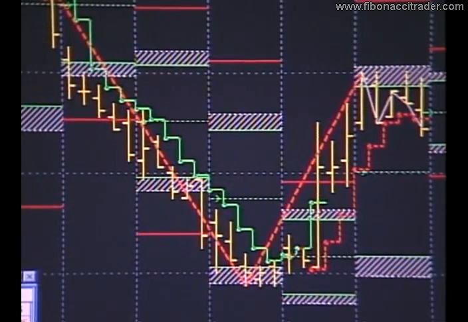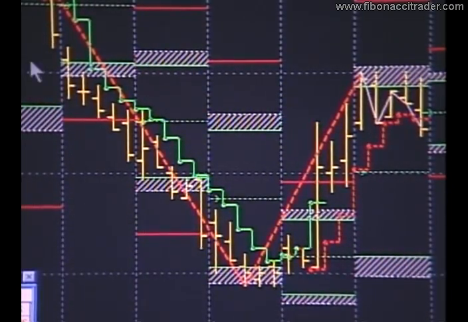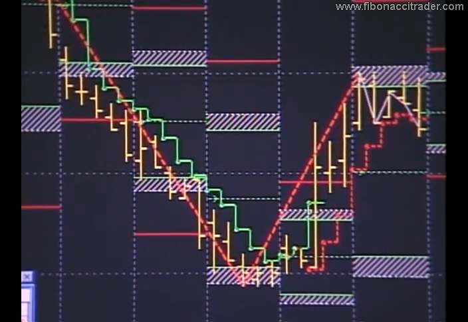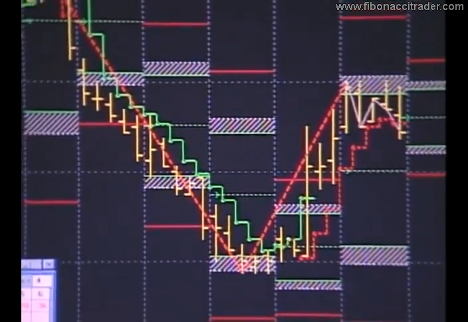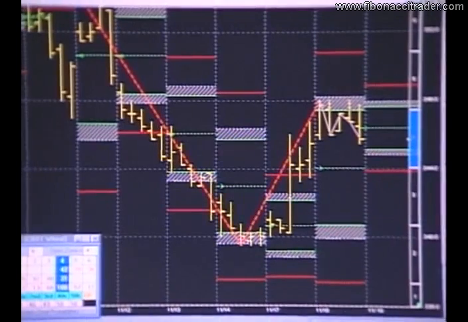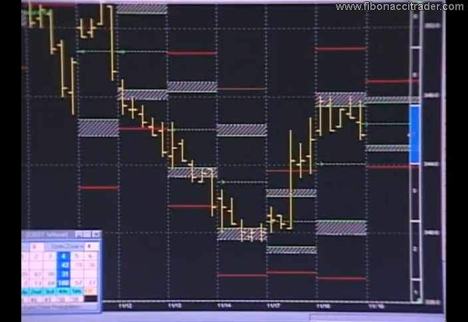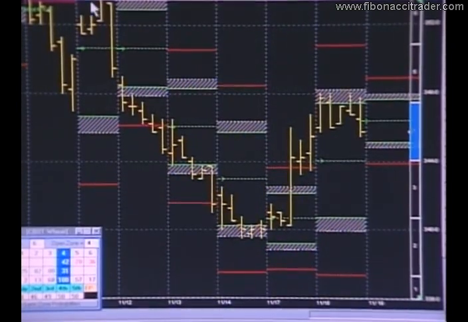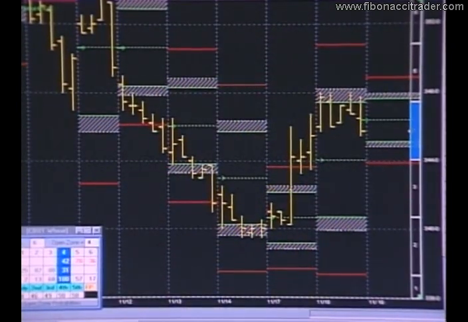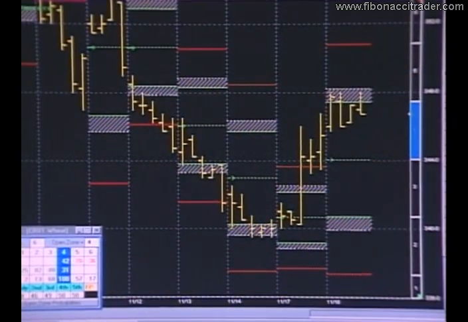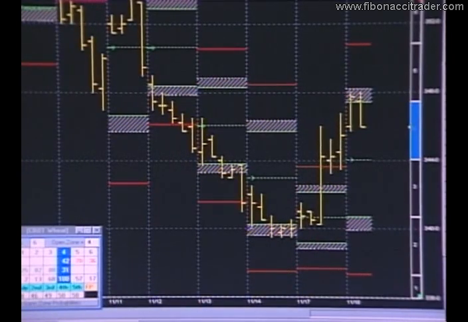It's impossible. Anyway, back to our friend, the zones. Get rid of some of this. Okay, we're back with the pure zones. Let us go to the day that had a reasonable move here. We can do it another way, save a bit of time.